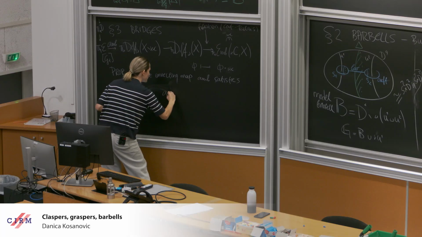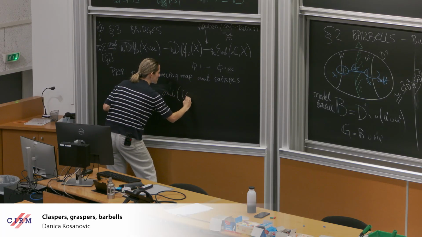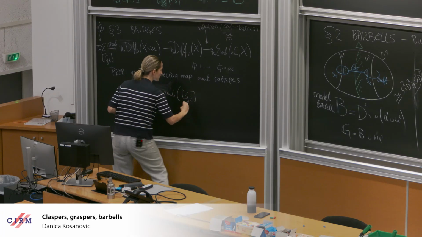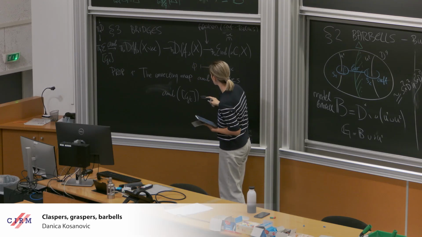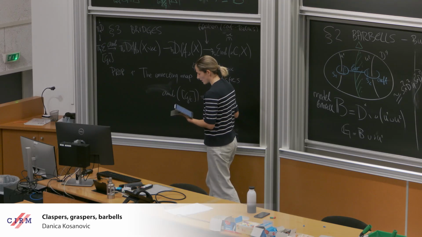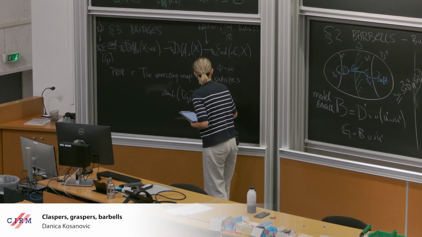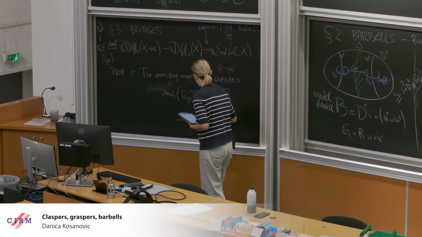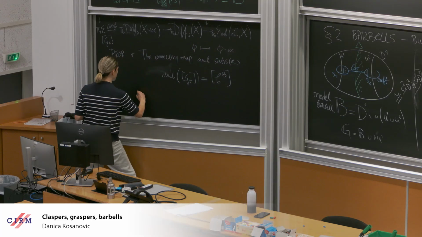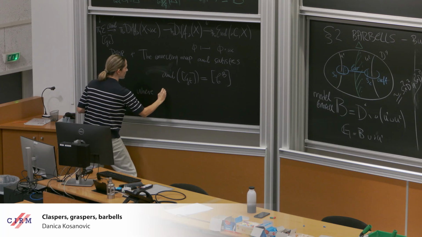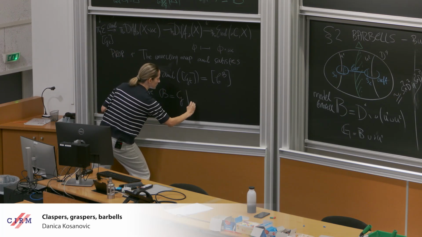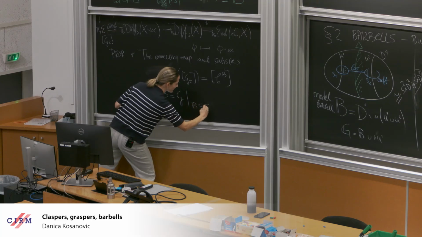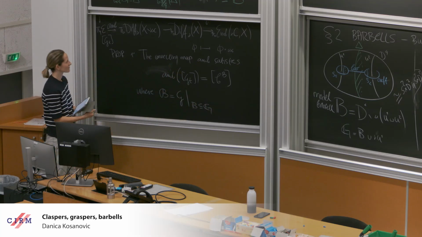that M of the one parameter family of circles given by the simple Grasper family is sent to the corresponding barbell. So it's going to be the barbell diffeomorphism, where the barbell is obtained by restricting the Grasper to the barbell. Okay.